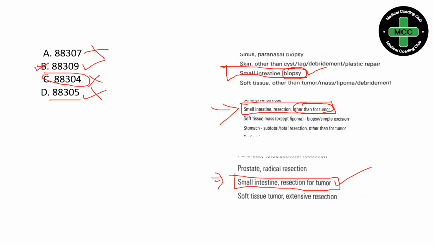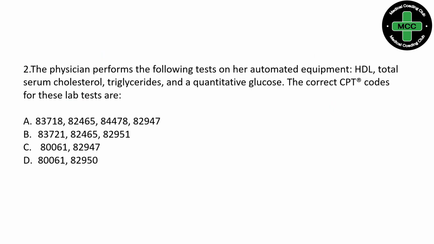So let's see one more question. The second question: the physician performs the following tests on our automated equipment: HDL, total serum cholesterol, triglycerides, and quantitative glucose. So HDL one test, total serum cholesterol one test, and triglycerides. So a total of 3 tests, and along with that they are performing a quantitative glucose test.